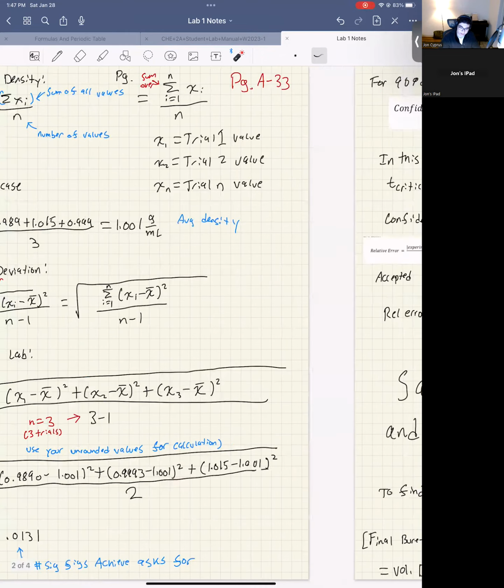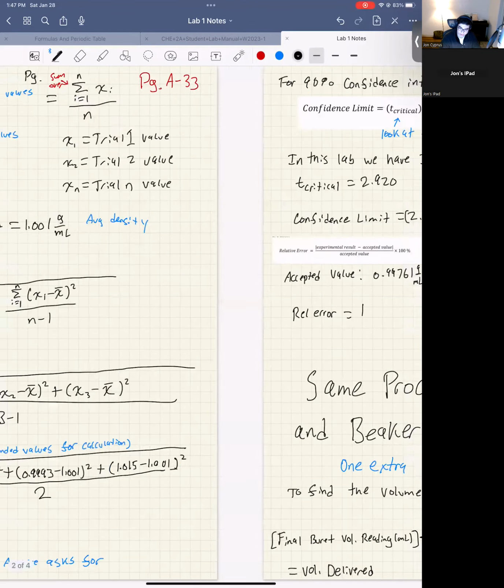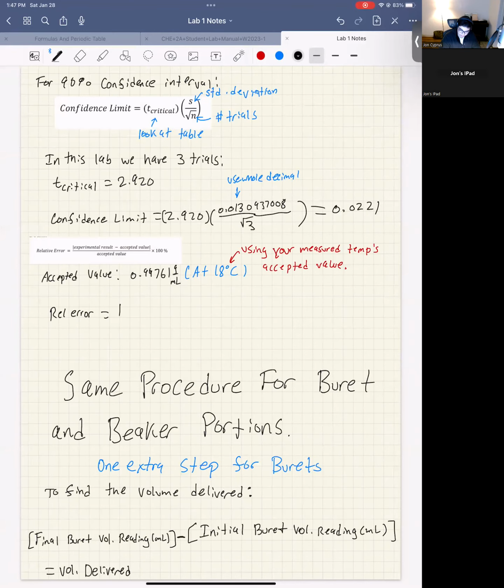All right, so my experimental value is 1.001 grams per milliliter minus my accepted value, which is 0.99761 grams per milliliter, all over 0.99761 grams per milliliter times 100%. This is seeing how far off I am from the actual value. So what percent off am I?